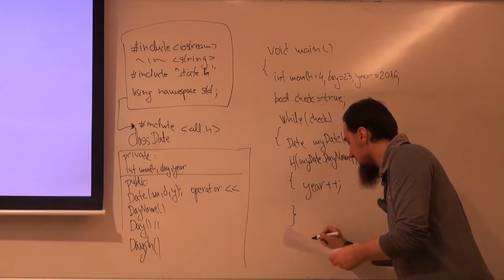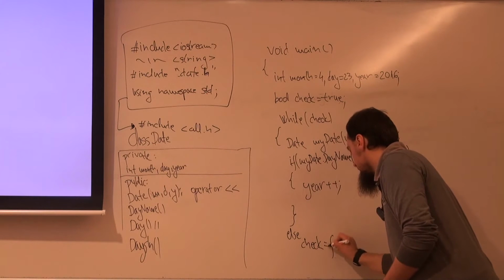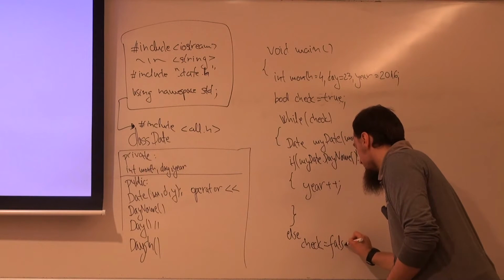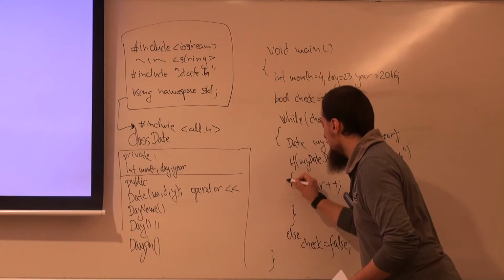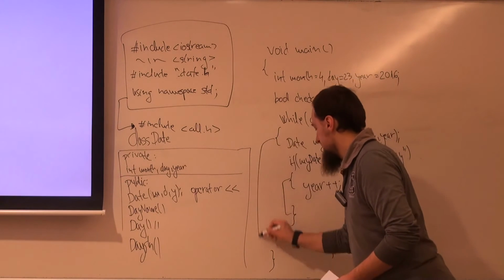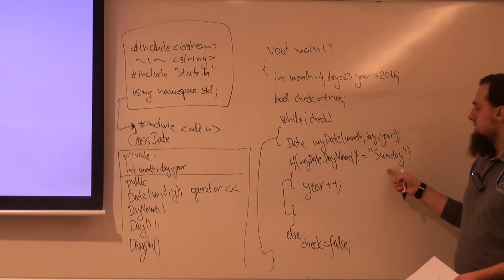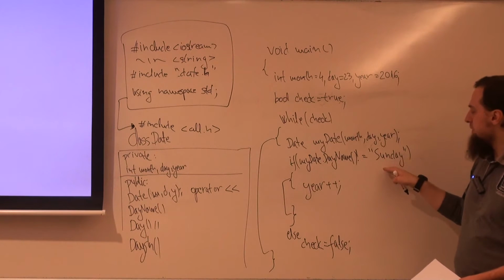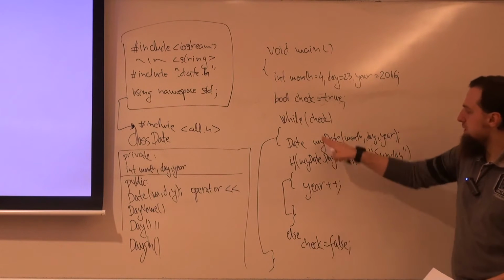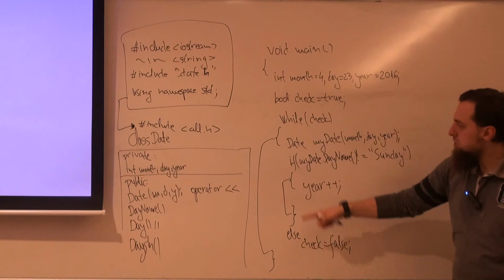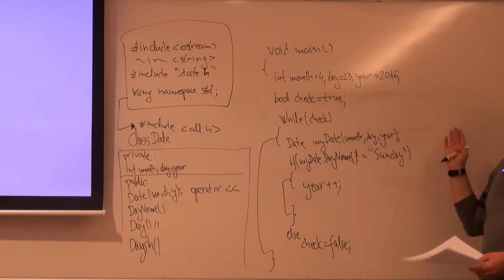So else check equals false. And you remember check was a Boolean variable. So I close the parentheses. I increment the year up until I find something which is Sunday. When I find something which is Sunday for the 23rd of April, I make this variable false. So when I check it here, it's going to be false and I'm going out of the loop.